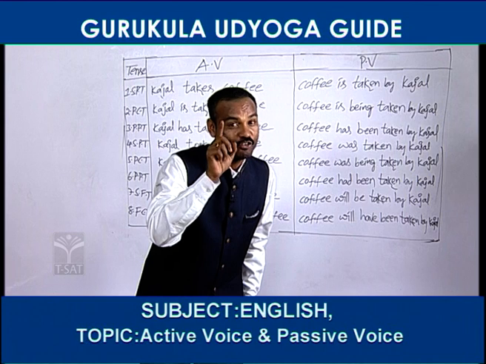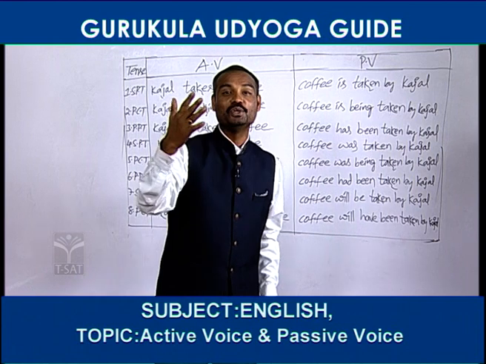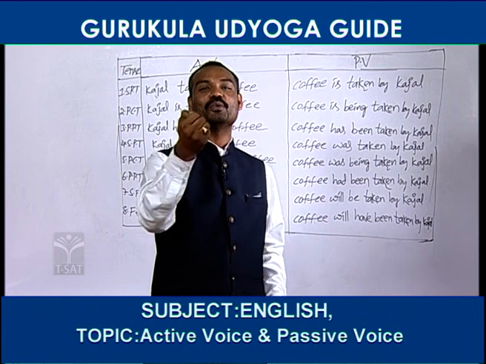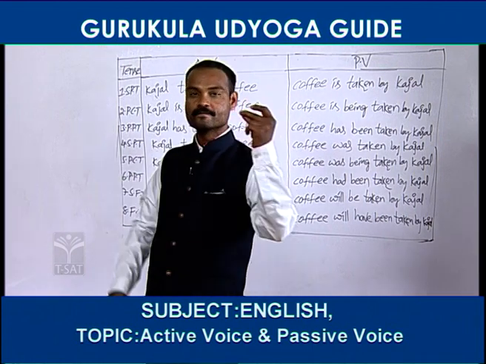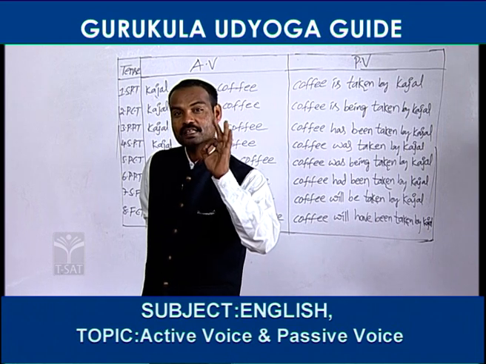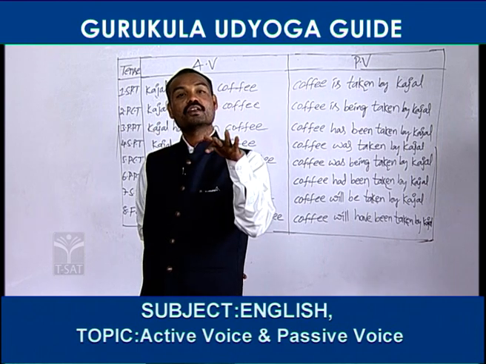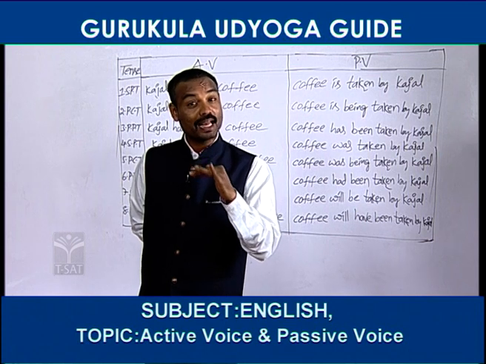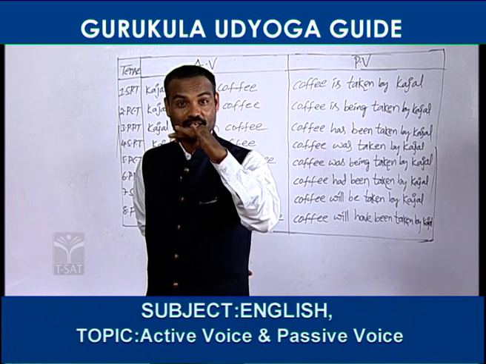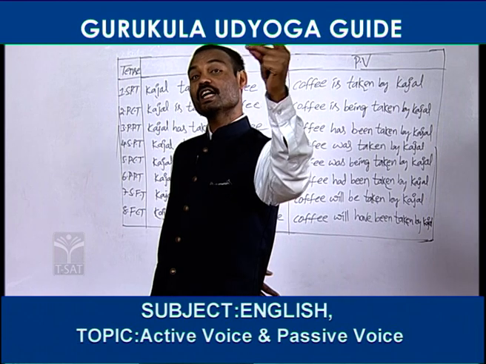Whenever you find have forms in the active voice, then you should write been in the passive voice. Wow. Sir, it's a beautiful technique. Sir, can you also please give one more sweet technique? When should we write being? Wow, I am ready to give you one more beautiful technique. Tell me, friends, which are called be forms? Am, is, are, was, were. So whenever you find am, is, are, was, were in the active voice, automatically there should be an ing form. Then you should write being.